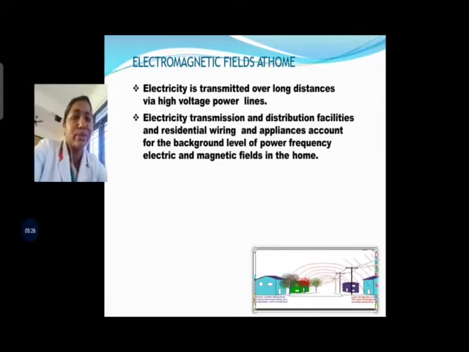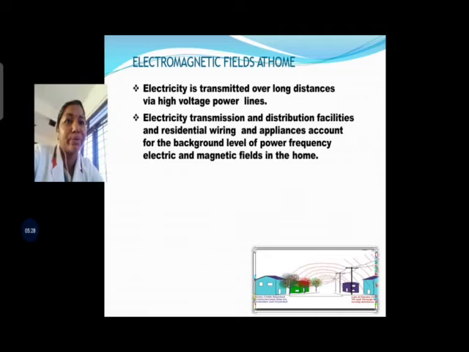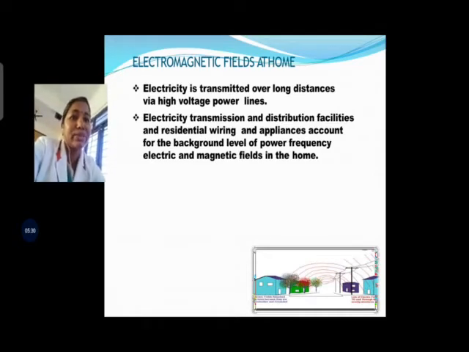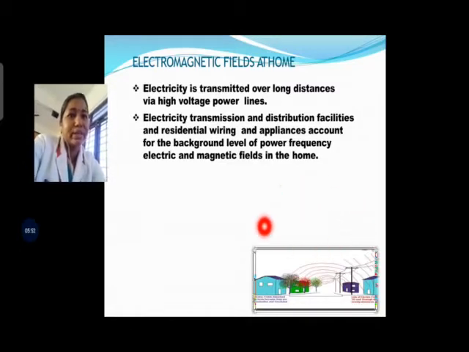The next one is electromagnetic field at home. Electricity is transmitted over long distance via high voltage power lines. Electricity transmission and distribution facilities and residential wiring and appliances account for the background level of power frequency electric and magnetic field in the home. So this is for electromagnetic field at home.